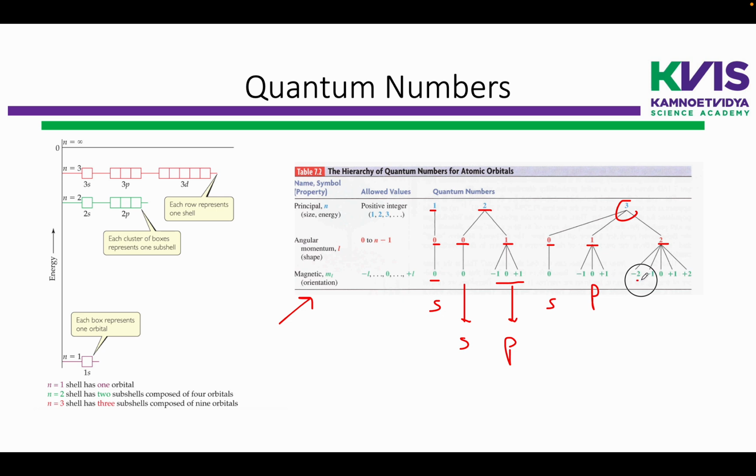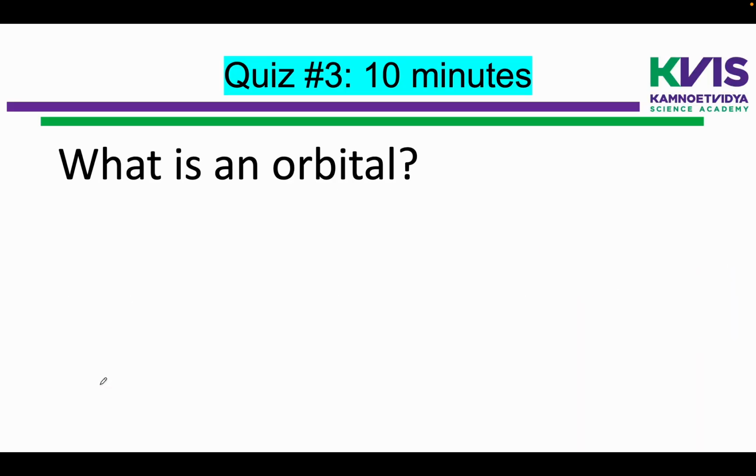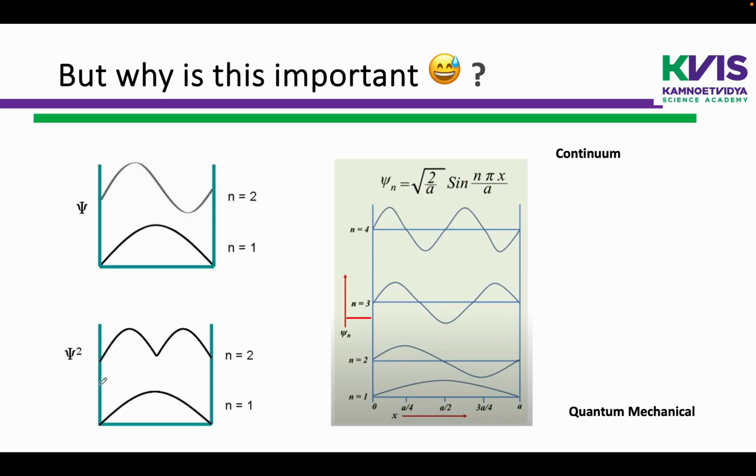Here I have 1 orbital, 2 orbital, 3 orbital, 4 orbital, 5 orbital. I have 5 orbitals, which means this is going to be the d orbital, right? So you've got the s, p, d shell. So if I take these orbitals and arrange them in an energy diagram, something similar to what I've shown you earlier for a particle in a box, right?